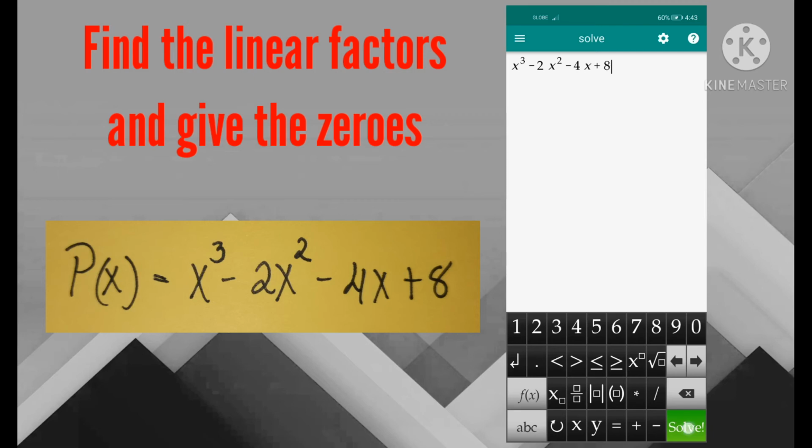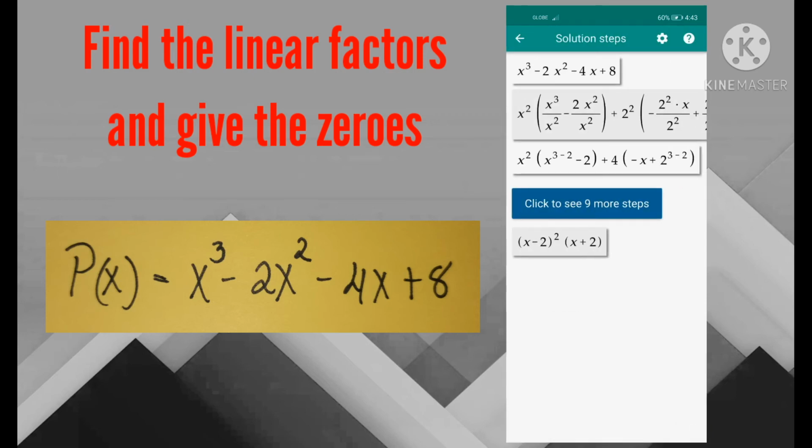Pindutin yung solve there. Okay, so what are the linear factors? The linear factors are x minus 2 quantity squared and x plus 2. So itong x minus 2 quantity squared, so magiging x minus 2 times x minus 2. So from that, ang magiging roots niya, so dalawang 2, so that is 2 and 2, tapos isang negative 2. Okay?